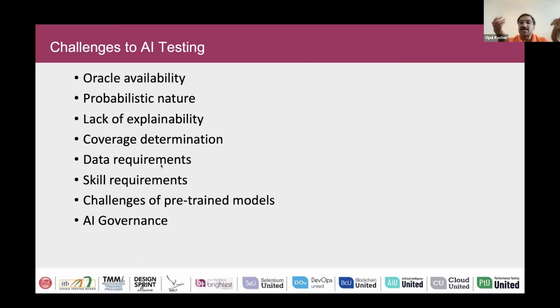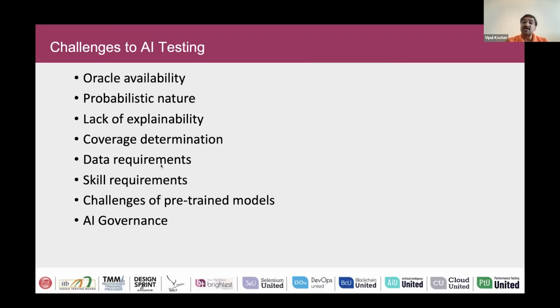How much data is enough? How much data should I use for training? I used just 3 images. Was that enough? Should I have used 3,000, 30,000, 3 million? That's the question, both from a training perspective and from a testing perspective. Let's not worry about skill requirements for the moment, because we all know how to test AI models. Definitely there are skill challenges, both from a data scientist and tester perspective.